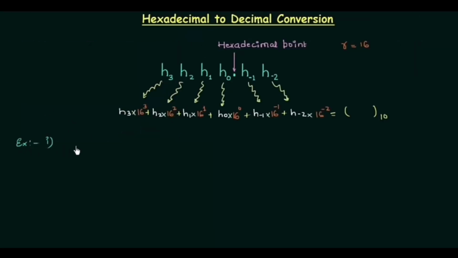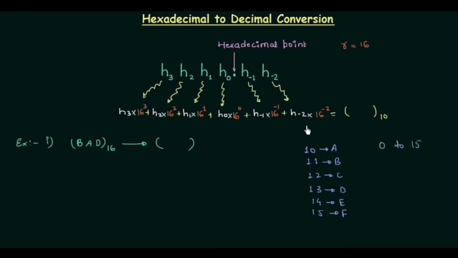Example. The hexadecimal number is BAD. This is in hexadecimal and we want the decimal equivalent of this hexadecimal number. 10 is represented by A, 11 by B, 12 by C, 13 by D, 14 by E, and 15 by F. We have 0 to 15 in the hexadecimal number system. So from 0 to 9 everything is the same, but 10 we represent by A, and up to 15 we have F. So B is 11, A is 10, and D is 13.